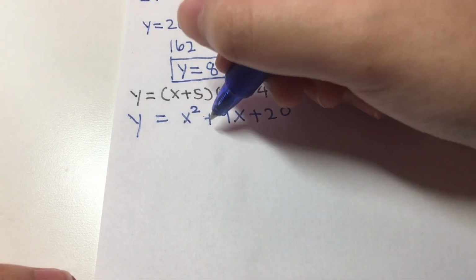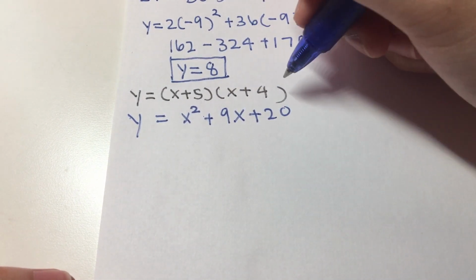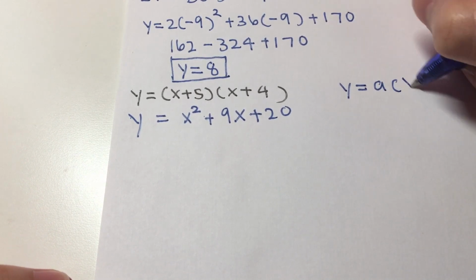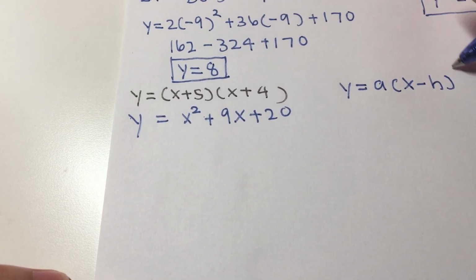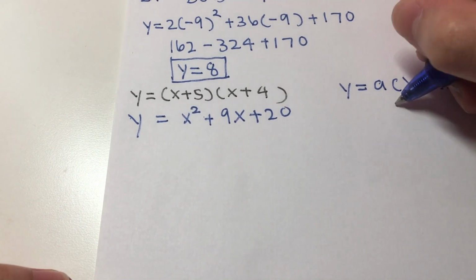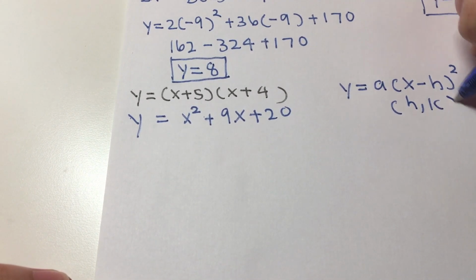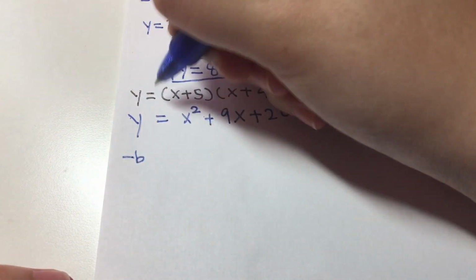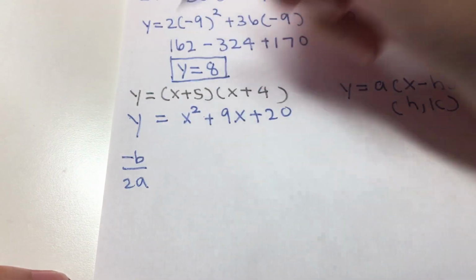And then we don't really need this anymore. We just use this equation. So let me write the vertex form equation first. (x minus h) squared plus k, vertex at (h, k). And then we just have to use the equation again, negative b over 2a.